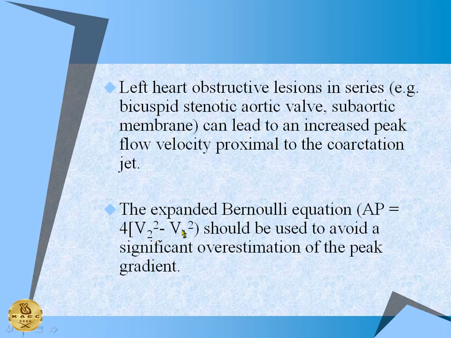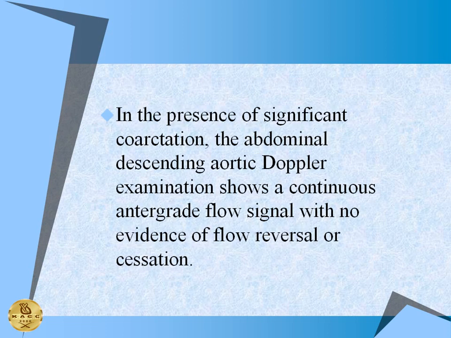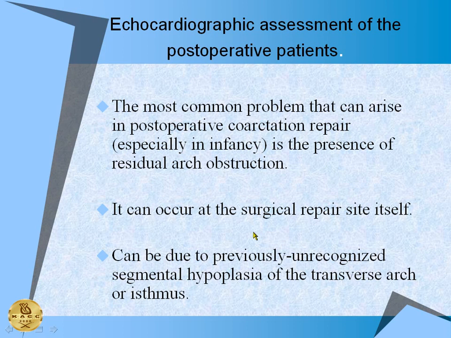You have to take into account what we call the V1, or the velocity before the coarctation. So you will take a Doppler before and a Doppler after. Usually this is a pulse Doppler, no more the continuous. And subtracting the V1 from V2, you can get your true coarctation gradient. In the presence of significant coarctation, the abdominal descending aorta, as we said, shows a continuous anterograde flow.